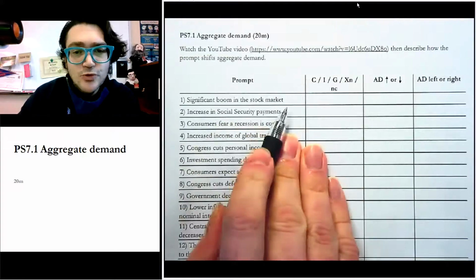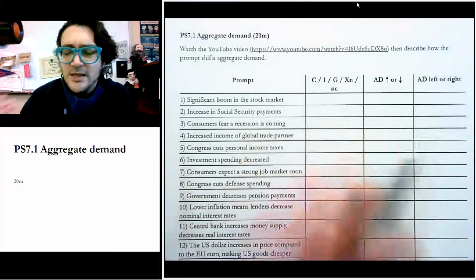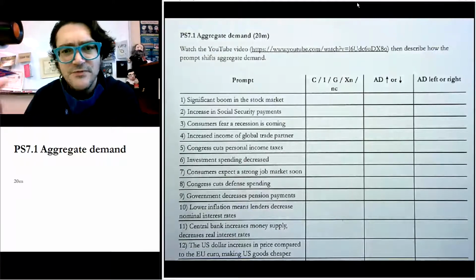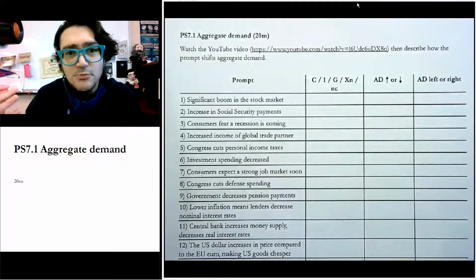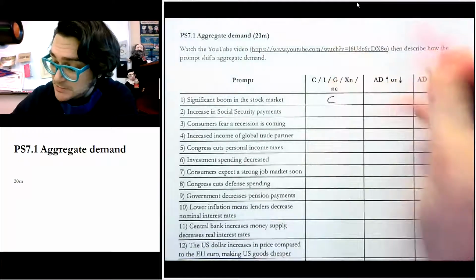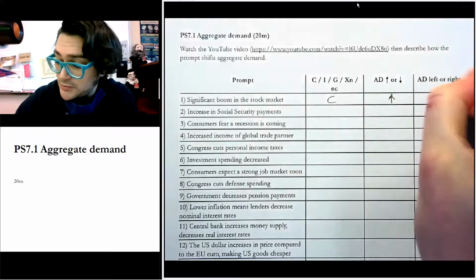So a significant boom in the stock market, right? Remember that of all the shifters, thinking about consumers' wealth, when their perceptions of wealth are even affected, they'll often go out and purchase more stuff or purchase less stuff in response to that. So this is consumption spending, and we would say up and to the right.